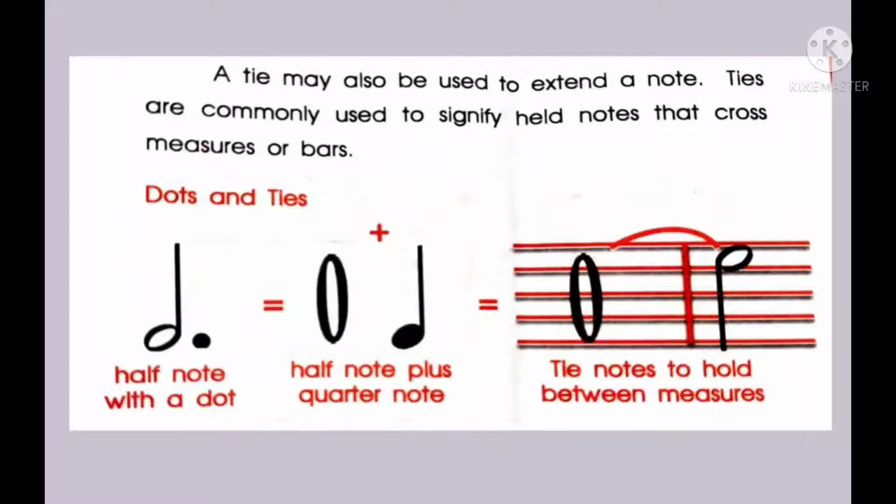Tingnan nyo yung example na to. Si half note with a dot. Ibig sabihin po ng dot na to is i-add natin siya or mag-extend siya ng half ng value ng katabi niya. Halimbawa, si half note. Si half note ay merong 2 number of beats and the half of 2 is 1. So, yung dotted half note is equals to 3 beats. Yun po yung ating tatandaan sa mga dotted notes. Kung sino yung katabi niya, mag-a-add ka ng another half ng value ng katabi niya.